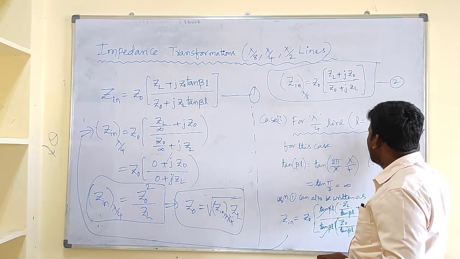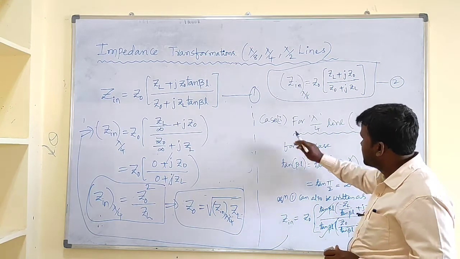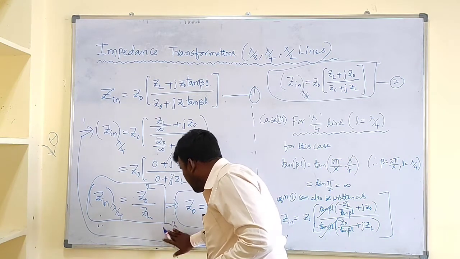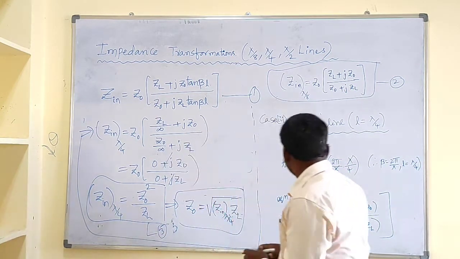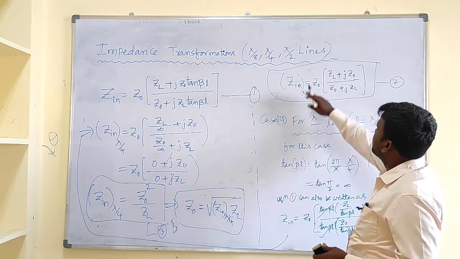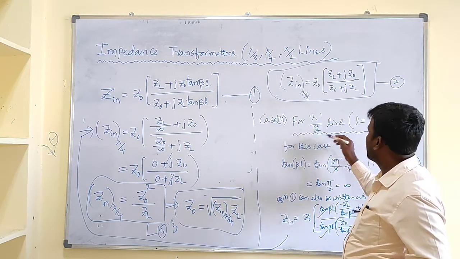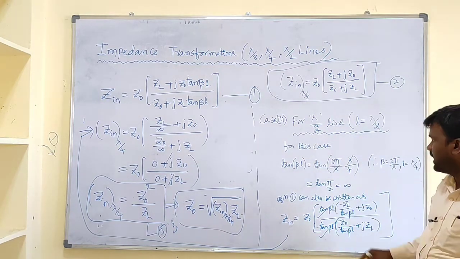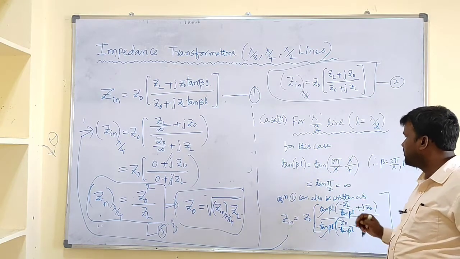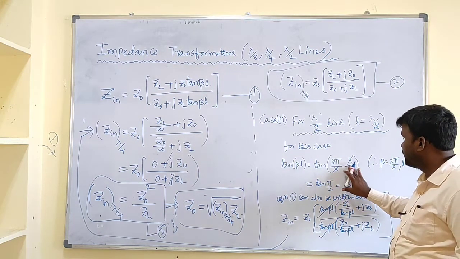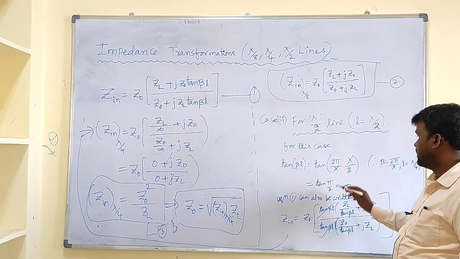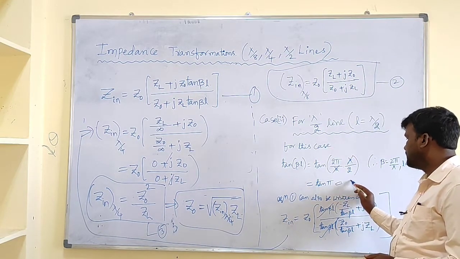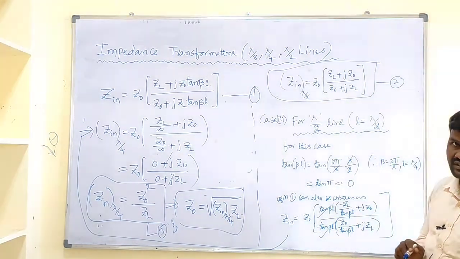Next, the last one, for lambda by 2 line. For lambda by 4 it is case 2, so it is equation number 3. And last one, go for the last case, that is case 3, for lambda by 2 line, L equal to lambda by 2. For this case, tan beta L equals tan of 2 pi by lambda, since beta is 2 pi by lambda, times the length of the line, which here is lambda by 2. So lambda cancels out, and it becomes tan pi. What is the tan pi value? That is 0.